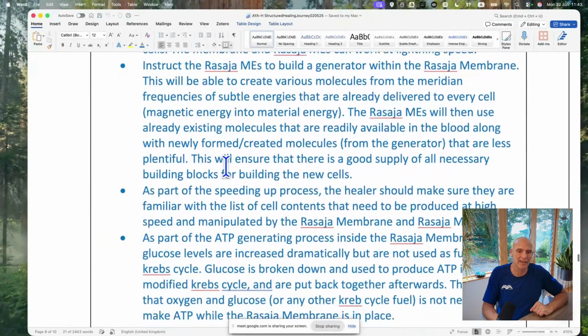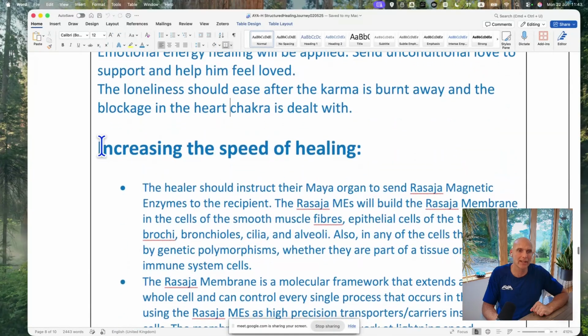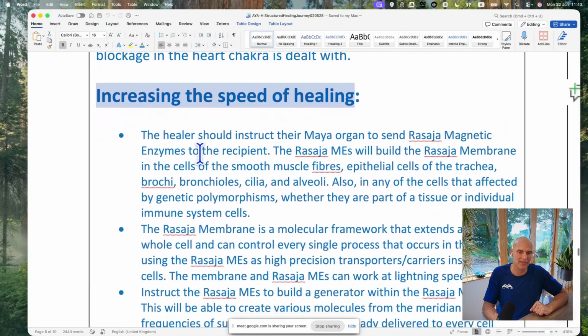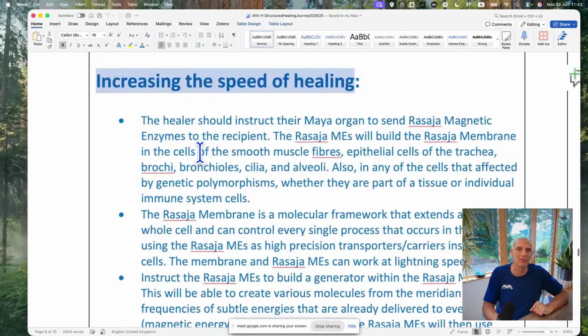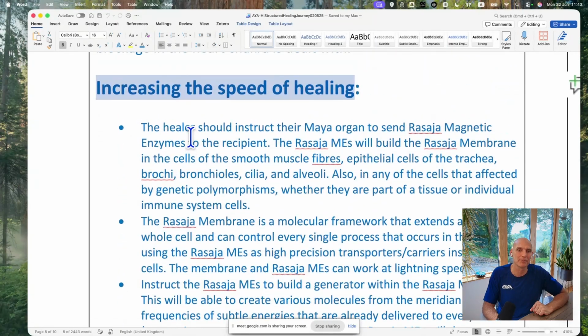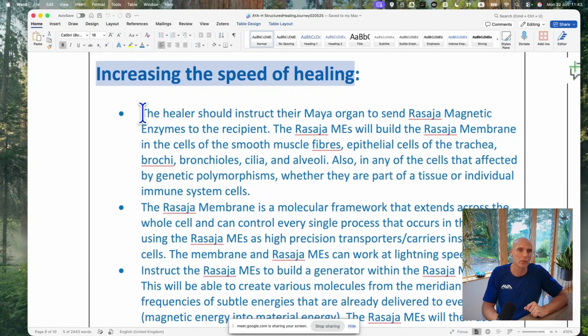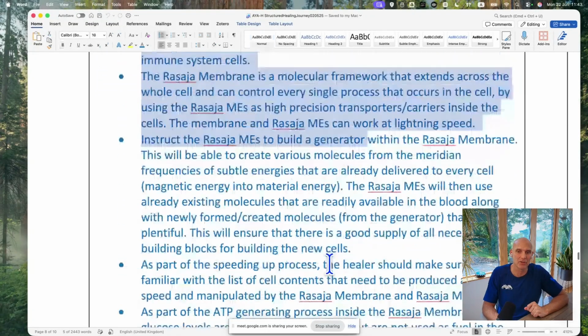Now, there is a section here which is called increasing the speed of healing. I'm not going to go through this in detail now because there's quite a few paragraphs, but this is all about Rasaja membrane. Now, do you remember going through that in the last energy healing lesson a couple of weeks ago? The Rasaja membrane method is a method that we're trialing out to increase the speed of healing, make it go quicker. So you want to copy and paste this in to your form.